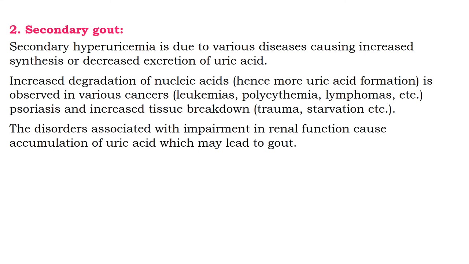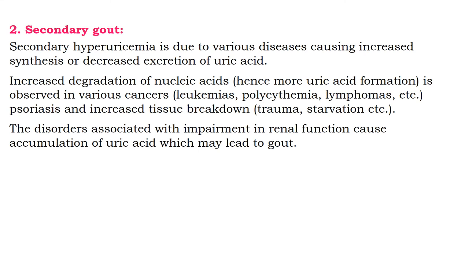Now the secondary gout. This secondary gout is also called hyperuricemia. Hyperuricemia is a metabolic disorder where there is an increased concentration of uric acid in the blood. It is due to various diseases causing increased synthesis or decreased excretion of uric acid. So increased synthesis of uric acid or decreased excretion of uric acid, these are the two main effects.